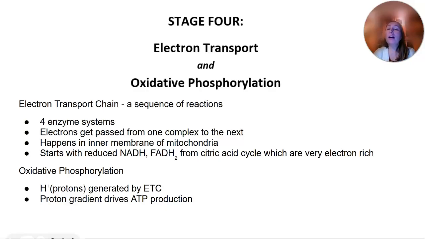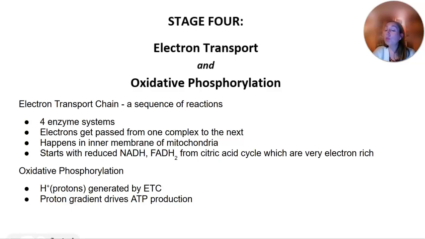So, some big picture ideas about electron transport. It's a chain, a sequence of reactions, or a chain of events. It involves 4 enzyme systems. Electrons get passed from one complex to the next. This happens in the inner membrane of the mitochondria. You may have heard that the mitochondria is the powerhouse of the cell. Well, this is where those transformative energy creation reactions take place. When we say powerhouse, we mean really that inner membrane.